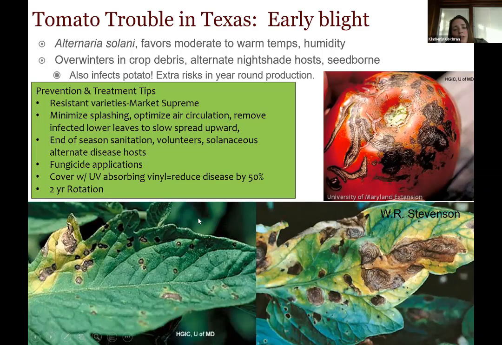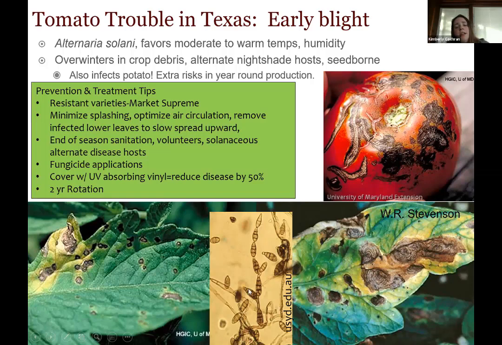So if you cover your plants with a UV absorbing vinyl and deny it that UV light, then you can reduce your sporulation. You'll still have some leaf spots that look more like the one on the left, but you won't have extensive sporulation or reproduction and extensive spread. So that's a little fun fact there. And also practice a 2-year rotation to let any crop residues left behind fully decompose between crops.